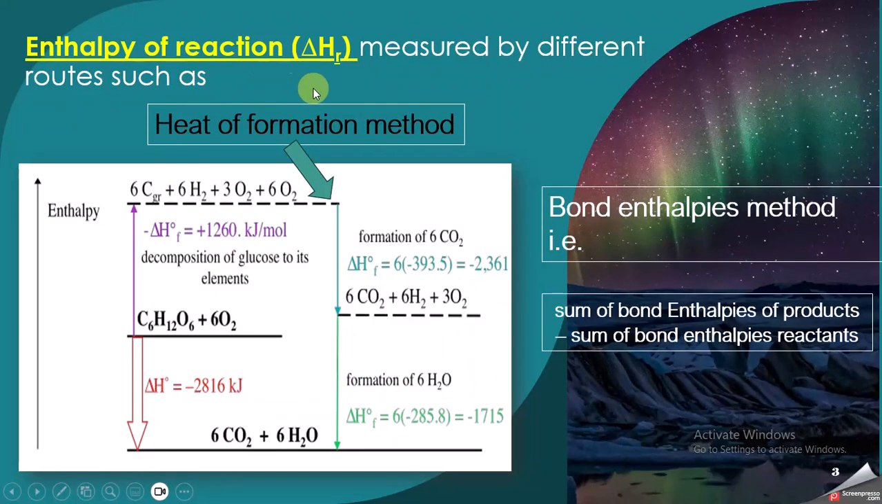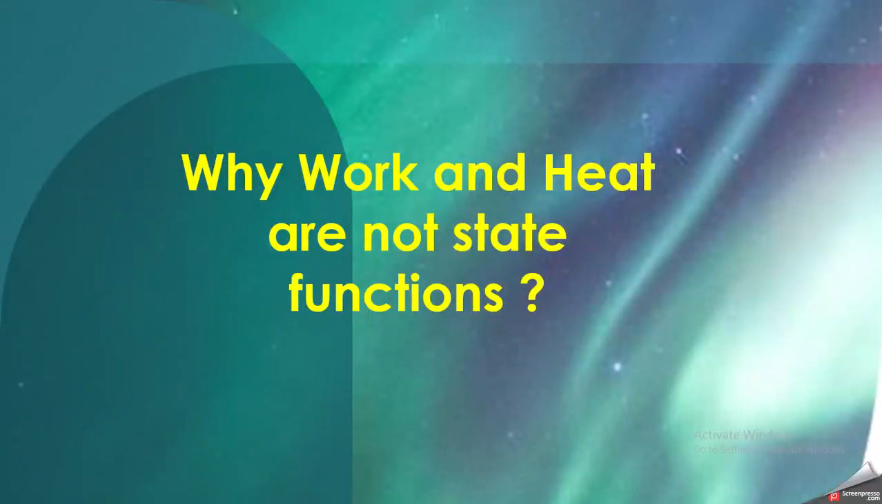So basically enthalpy of reaction is a state function because it does not depend upon the path that we take to find its value. By the two different methods, its value comes out to be the same. So why are work and heat not state functions? Work and heat are not state functions because they depend on the process or the path that is followed.